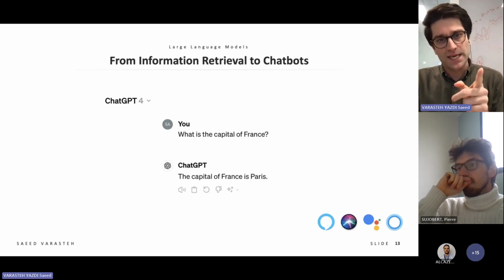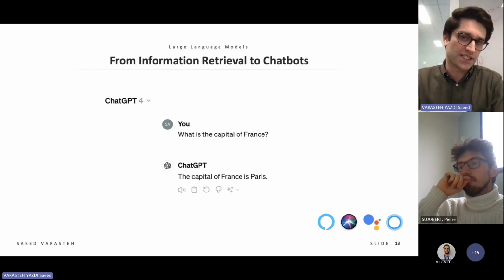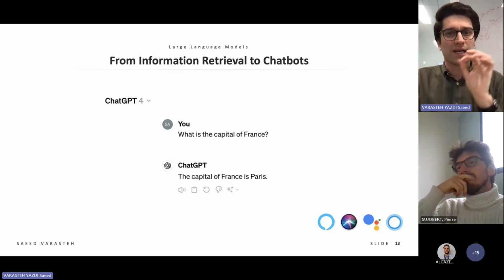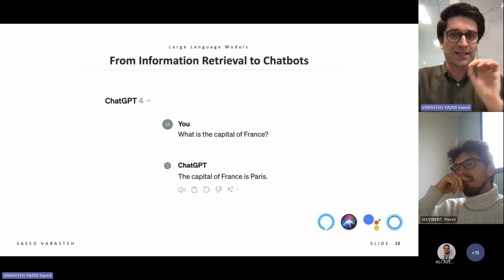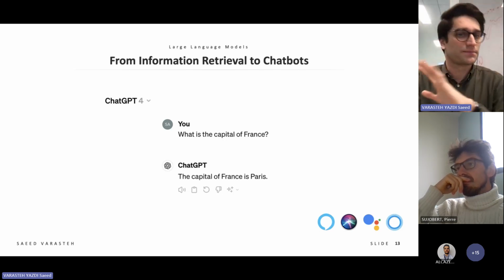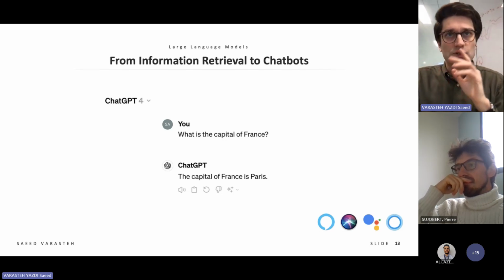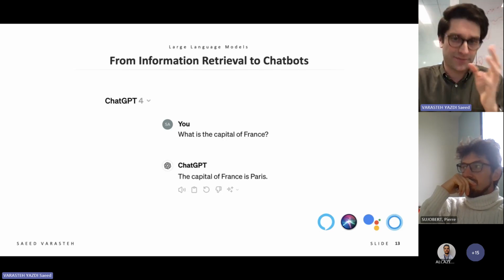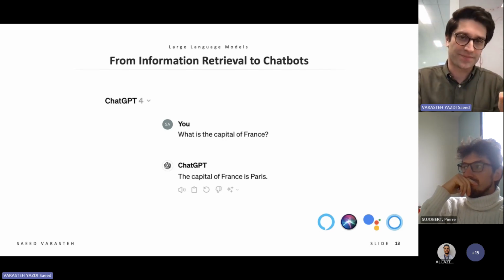But if you do the same in a model like ChatGPT or in other generative models, which I think you have all tried, the model will provide a direct answer to your question. For example, the capital of France is Paris. So we can see that these LLMs can be highly efficient in question answering.